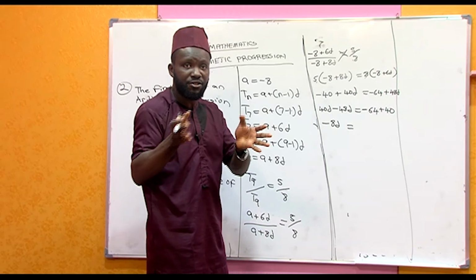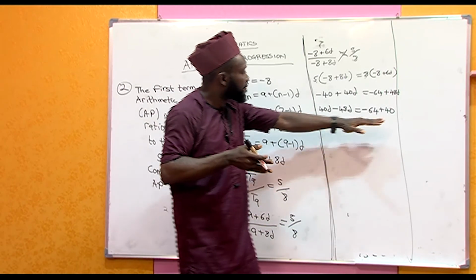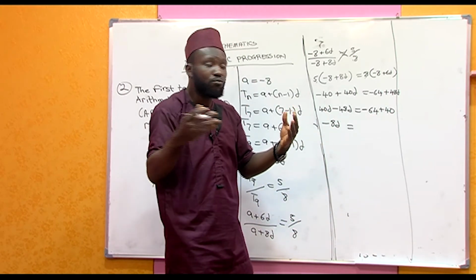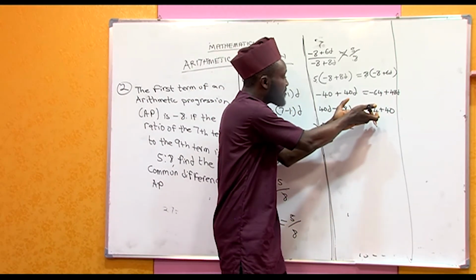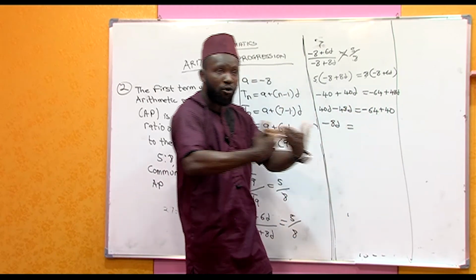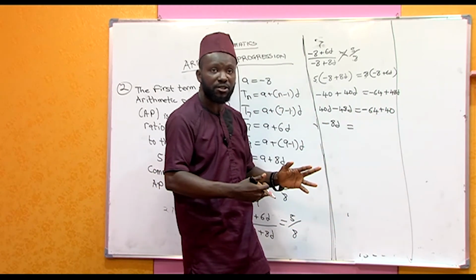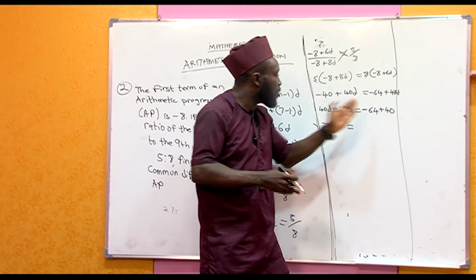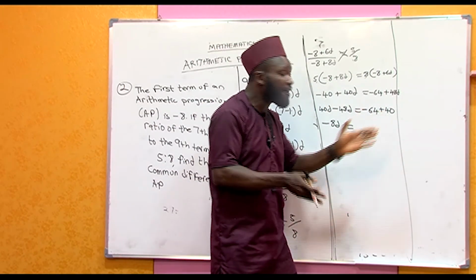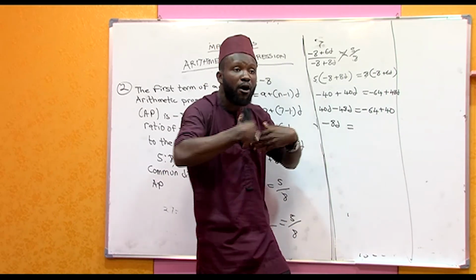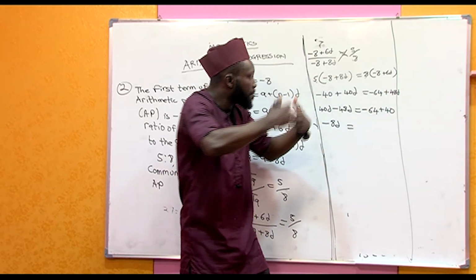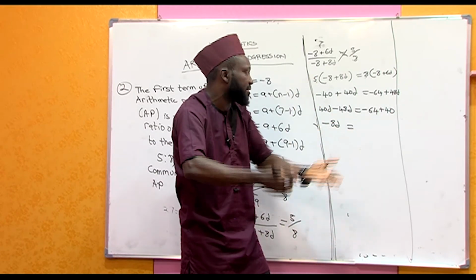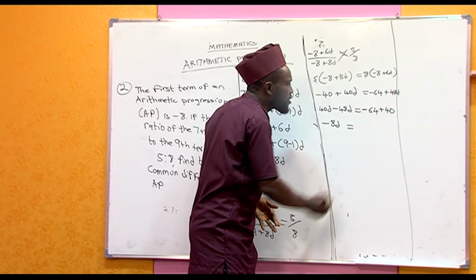Normally I explain to my students that in mathematics, when you have a negative sign, it means you are owing someone, and when you have a positive, it means you are the one that owns that money. So I'm owing someone minus 64 and I have 40. If I decided to pay all the 40, I will still be owing that person. And how much will I be owing that person after paying 40?